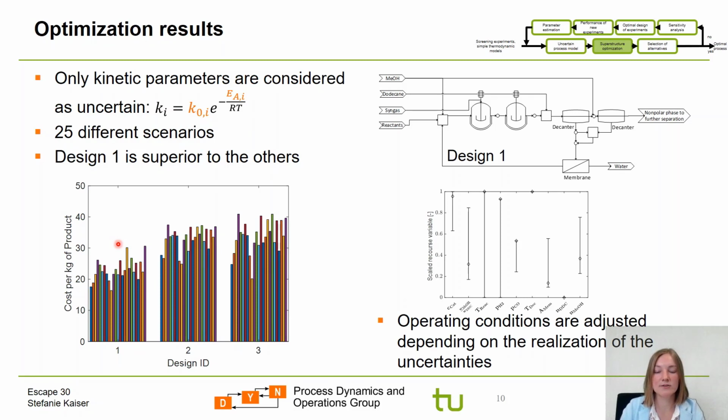In the second stage of the optimization, the operating conditions are adjusted depending on the realization of the uncertainties. So here I show the scaled recourse variables. And one can see that most of these recourse variables are adjusted over the complete range of the variables. So for example, the reaction temperature is adjusted somewhere between the lower and the upper bound of the possible reaction temperature.